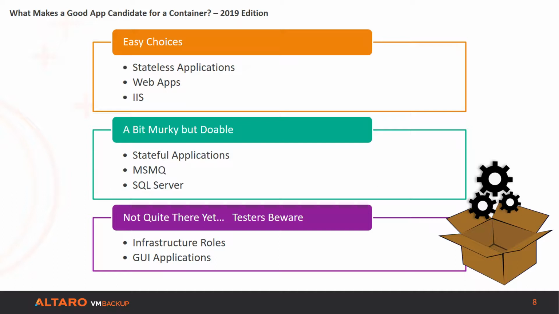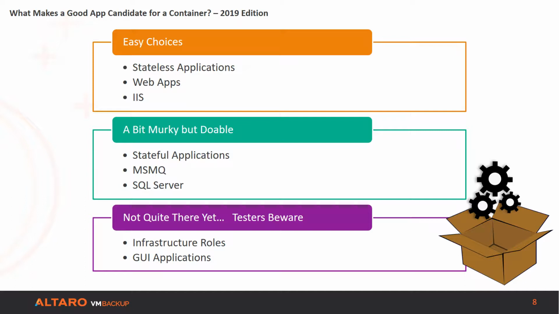Any application that doesn't require that data be persistent. So a stateless application, like a simple web app, anything running on IIS or Apache, that type of stuff is really the low-hanging fruit. Very easy to move into a container, very easy to run in a container, and definitely look at those types of things when you're evaluating what to move first.